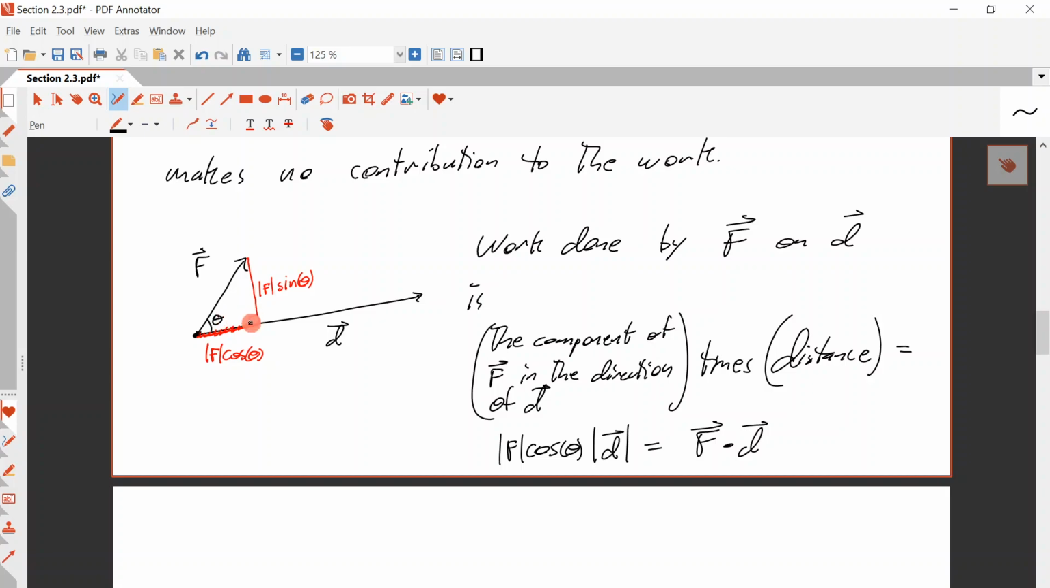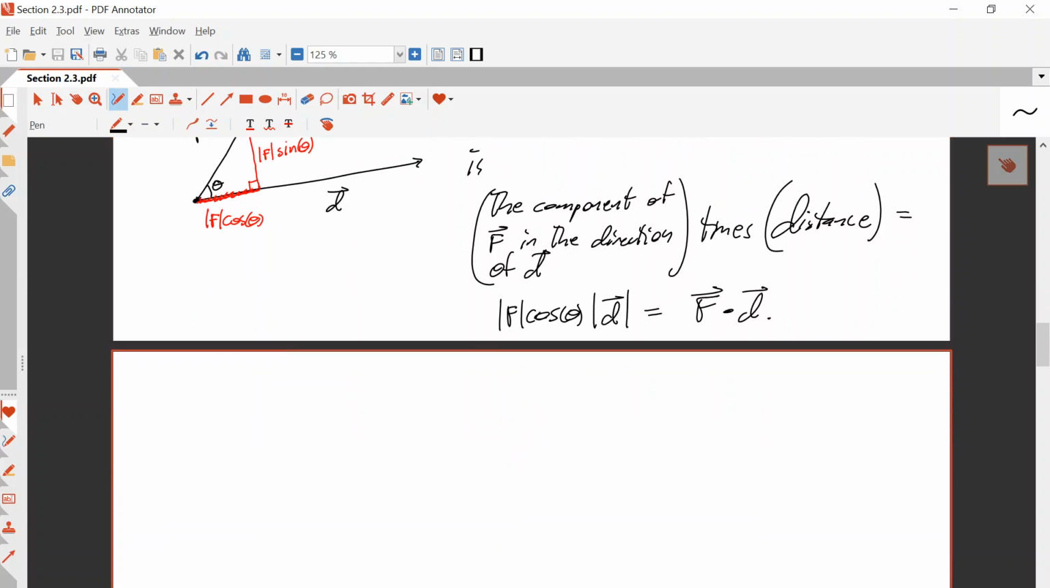So when F and D are parallel, work is just force times distance. When F and D are not parallel, work is force dot distance. So it's still a product, it's just a different type of product, the dot product. Okay, so that's the meaning of the dot product in physics. All right, what's another way to calculate dot product?